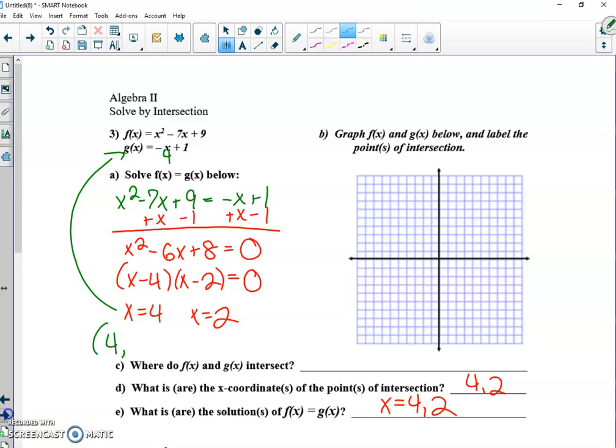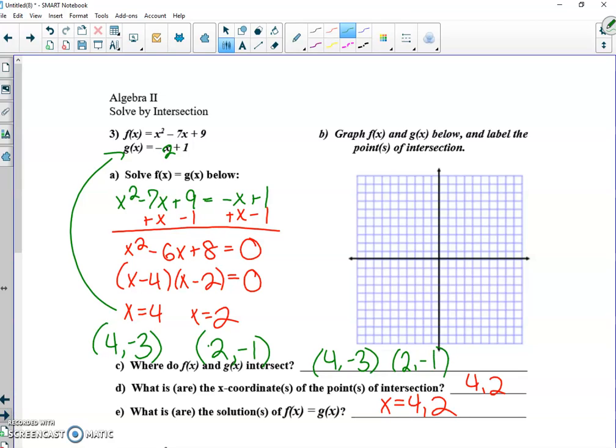So if I plug in a 4, that's -4 plus 1, that's -3. So that's going to be my first solution. And then my second solution, if I plug in a 2 here for x, that's 2 is my x value, and then -2 plus 1 is -1. So those are going to be the 2 points where they intersect. But we can also graph it in order to see that that is indeed where they intersect.